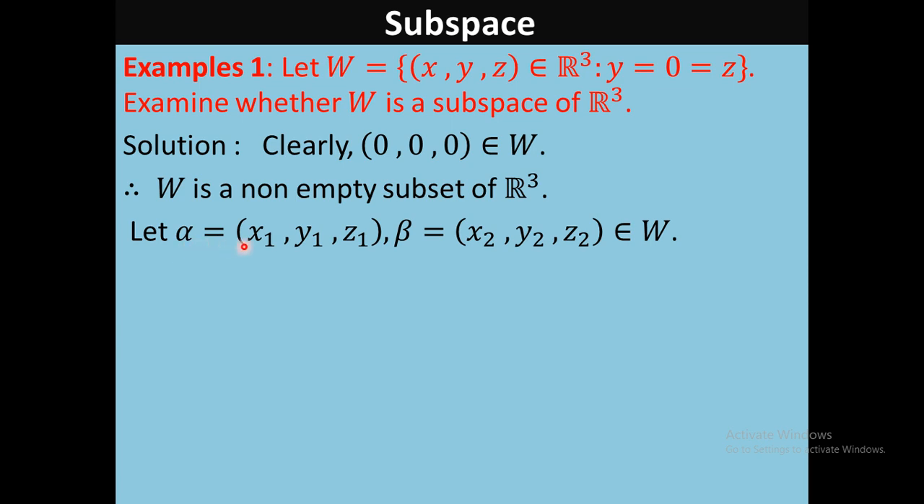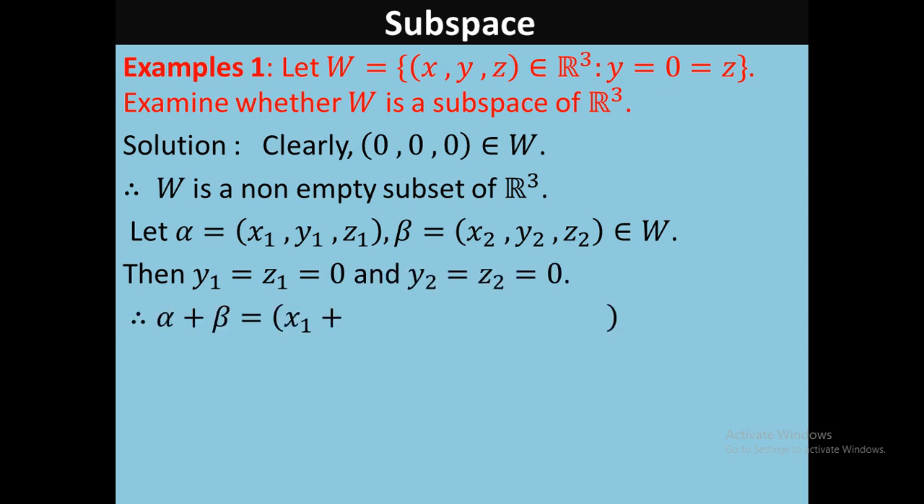Here, since alpha is in W, the elements of W are such that y equal to 0, z equal to 0. Therefore, here y1 equal to 0 as well as z1 equal to 0, and in beta y2 equal to 0 and z2 equal to 0. Okay. Now I calculate alpha plus beta.